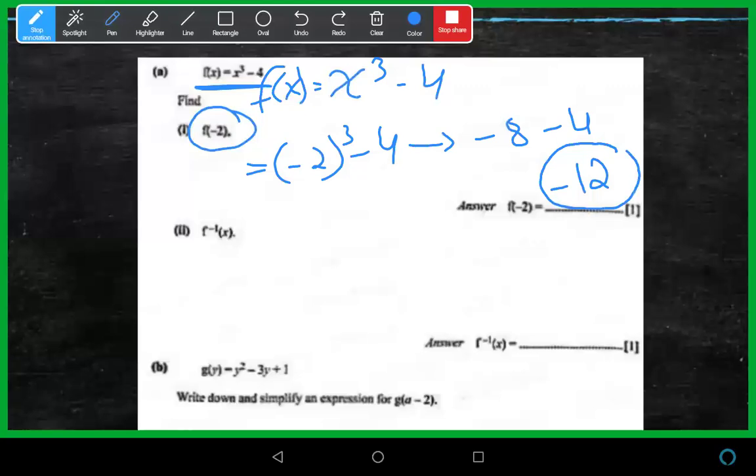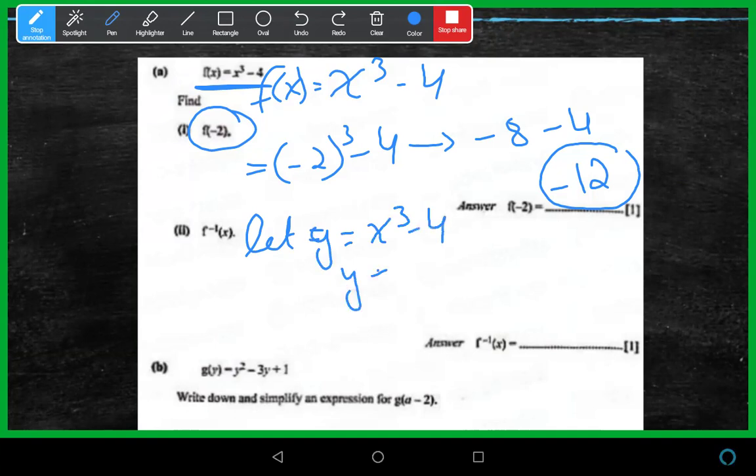Okay. Now inverse, again inverse. Let y is equal to x cube minus 4. 4 will go to this side. Now remember that we always make x as a subject, but in this situation we have x cube. So what we will do, we will put cube root on both sides to remove that cube. Remember that we have to make x as a subject, not x square, not x cube.